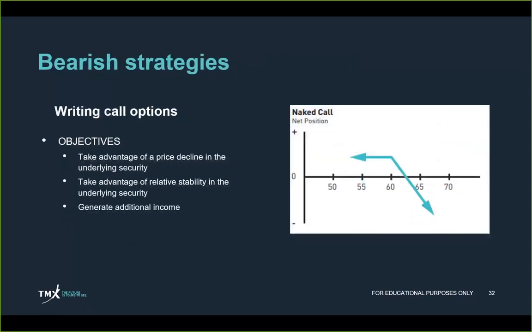And you can sell call options as a bearish strategy as well, again taking advantage of the price decline in the stock. As the stock price declines, the value of the call option contract declines, and you ultimately benefit from keeping the premium that you've collected.